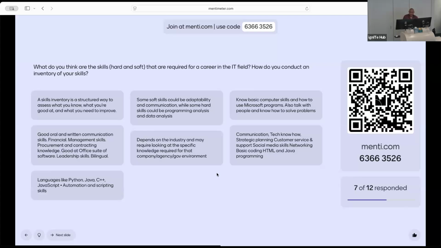Networking basics, I love that one. Coding, HTML and Java programming, yes. If you're trying to get into development, absolutely. Languages like Python, I love Python. If you are trying to get into data analytics or cybersecurity, Python will serve you very well. Java, C++, JavaScript, those are all developers' languages. Yes, automation and scripting skills. I love that, because that's what Python does. Python is both a programming and a scripting language. So yes, having the right certifications and having more passion and problem-solving abilities.